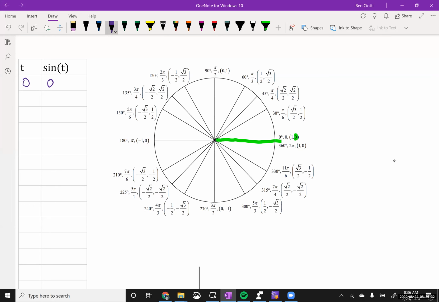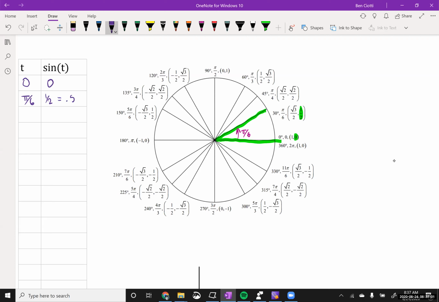And let's see, how about the next one? Let's do pi over 6. So now there's an angle of pi over 6. And once again, as I said, the sine is the y value. The y value corresponding to an angle of pi over 6 is 1/2. So I can put in 1/2 or 0.5.